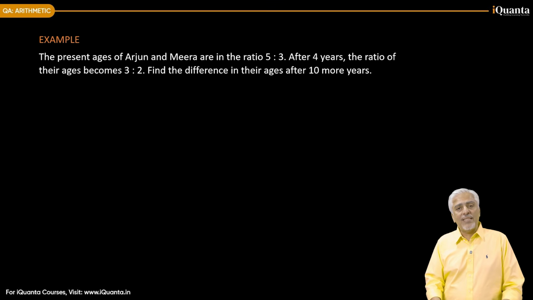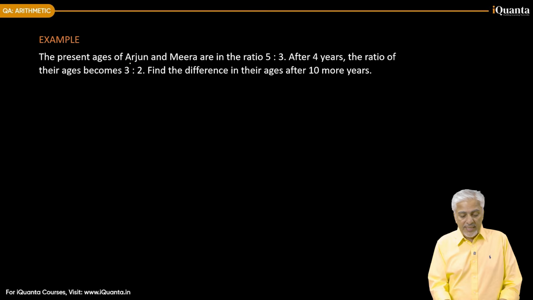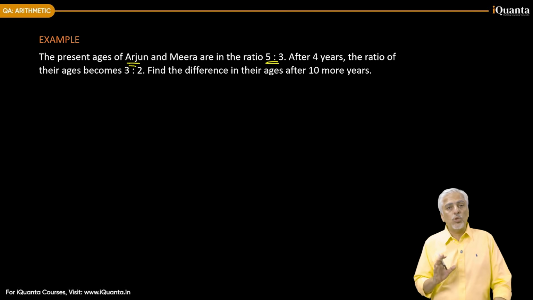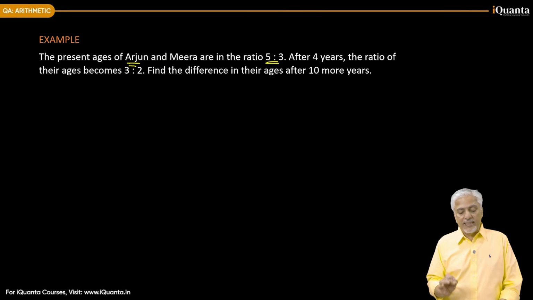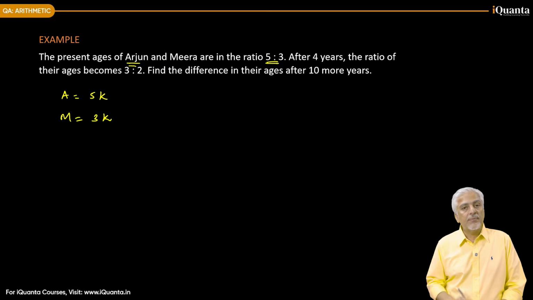Let's look at some examples. And with examples, we will also understand the basic methods of doing ratio questions. The present age of Arjun and Meera is in the ratio 5 is to 3. So let's go back to our school day approach. Present ages of Arjun and Meera 5 ratio 3. That means Arjun should be taken as 5x or 5k and Meera should be taken as 3k.